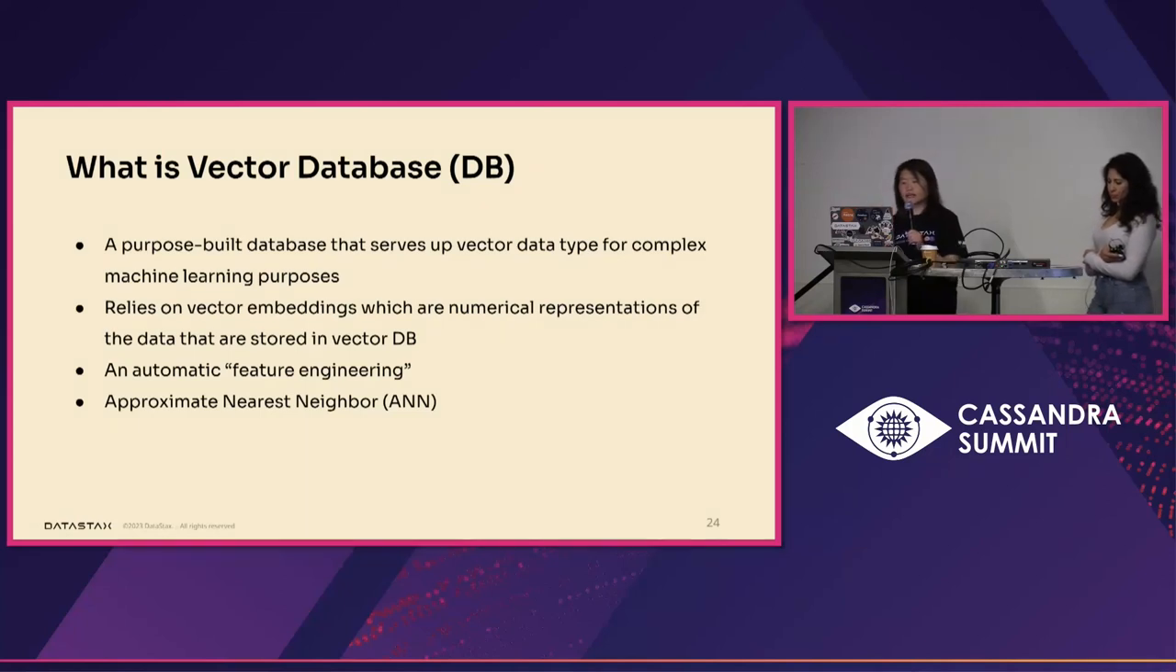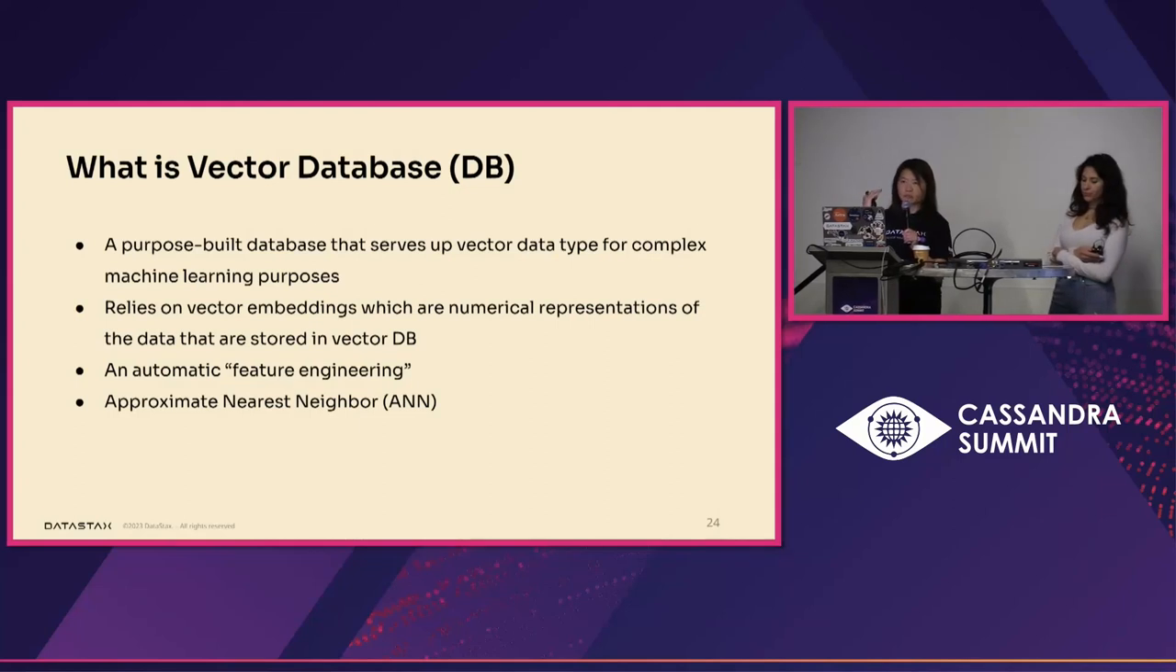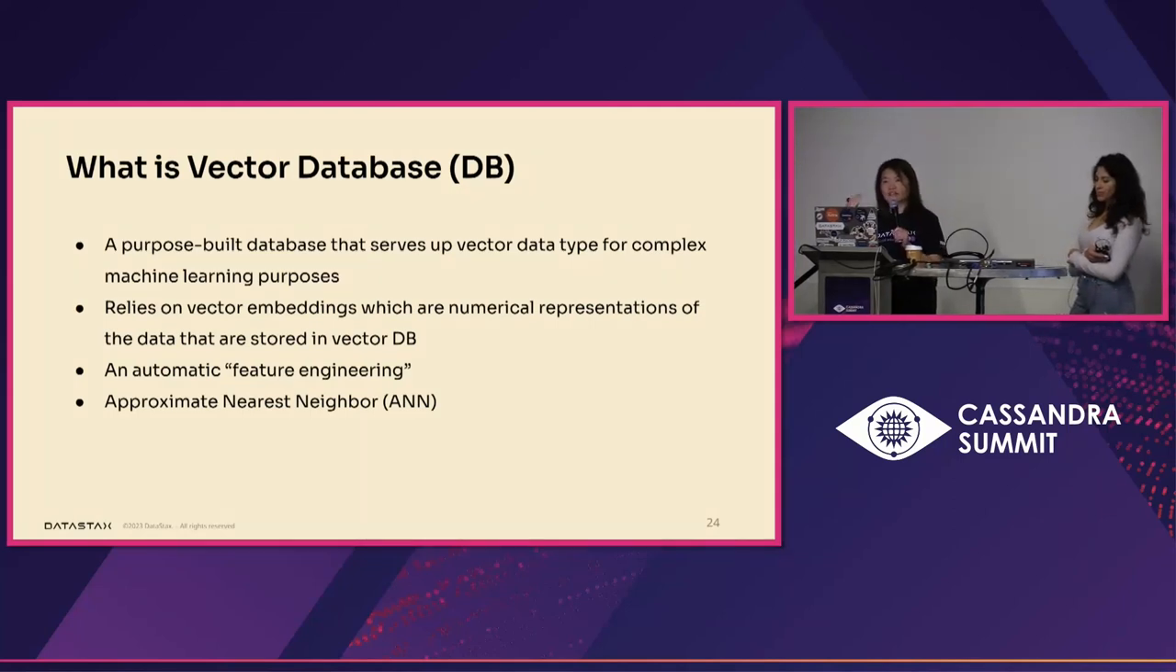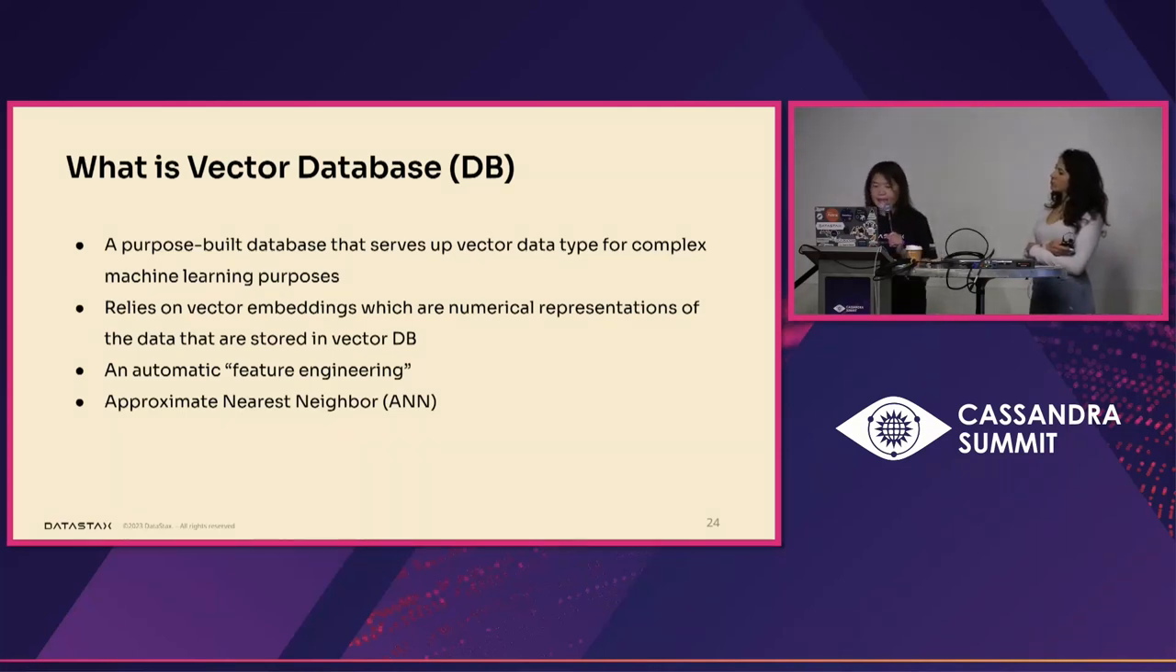So let's say in a database like Cassandra, and Astra too, we actually store the data as the vector data type. If you do a selection, there will be an array of floating point numbers that are being stored that represent the string you're trying to store. So that's the idea. These are vector embeddings, and so they get stored.